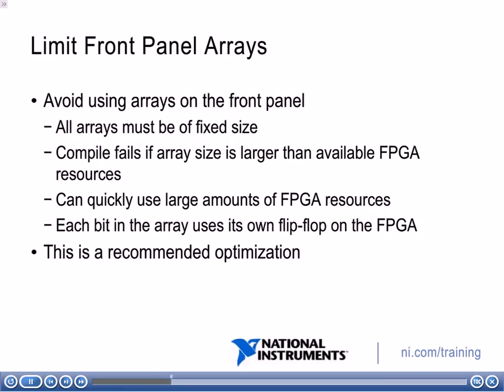Arrays can quickly use large amounts of FPGA resources, and the reason for that is because each bit in the array uses its own flip-flop on the FPGA. So if you've got a huge array on your front panel, you can quickly use up all the FPGA resources because all that data is going to use up a bunch of flip-flops on that FPGA. This is one of the number one things that's going to take up a lot of space on your FPGA. So one of the best optimizations that you can do is, if you've got huge arrays that contain lots of data on your front panel, you want to get rid of those.